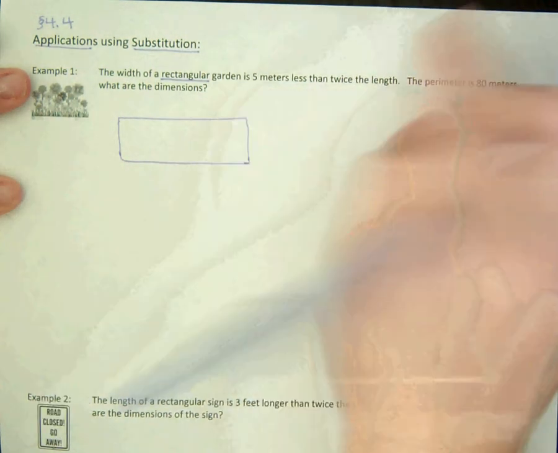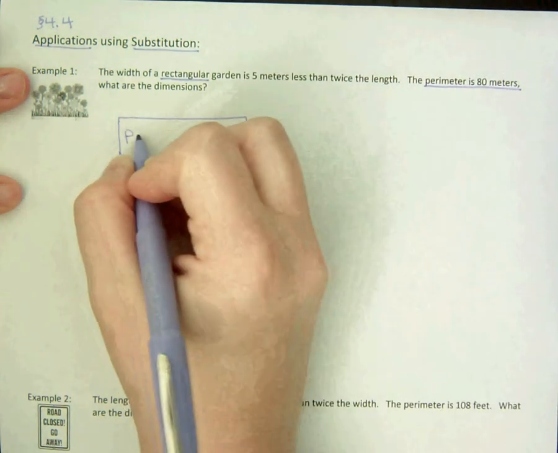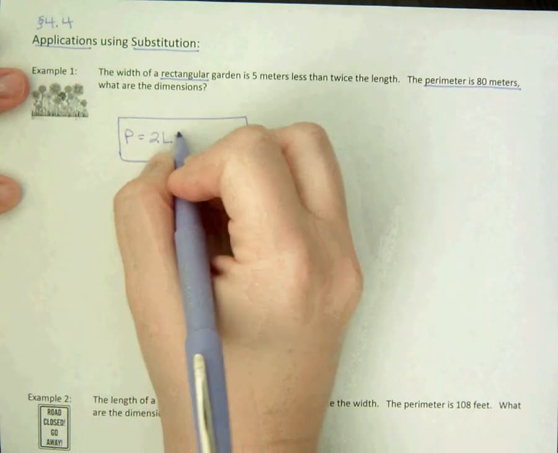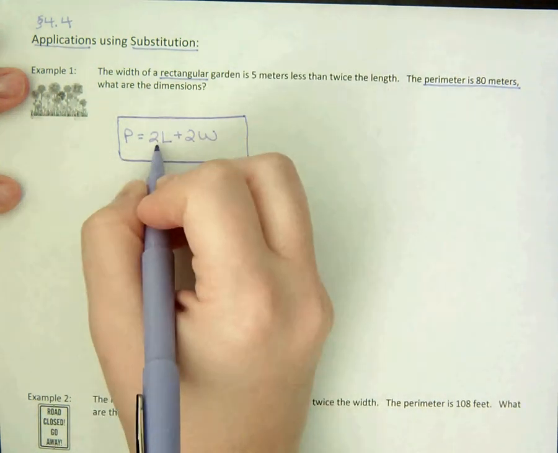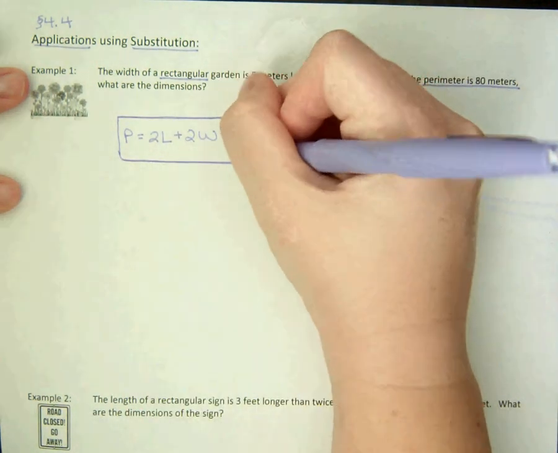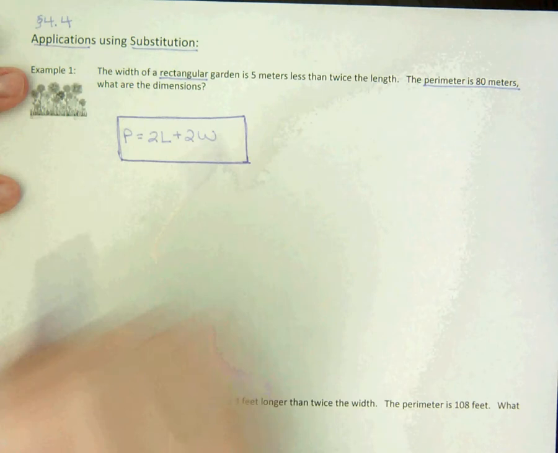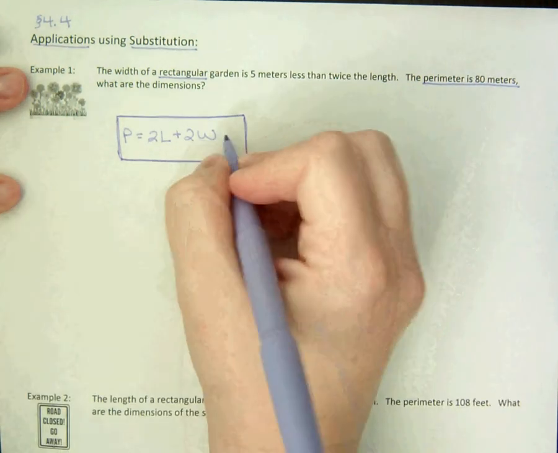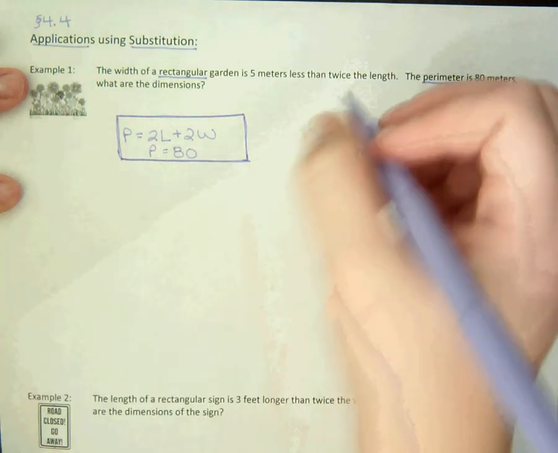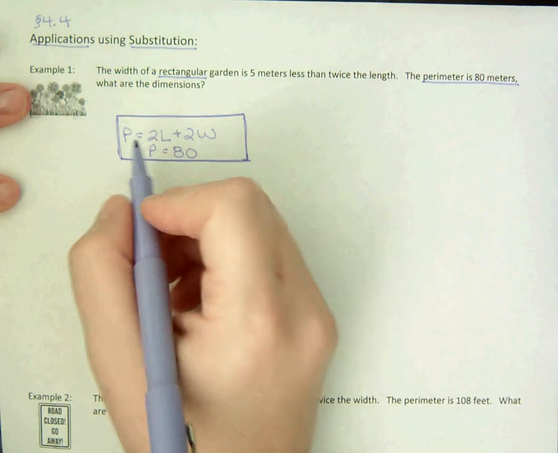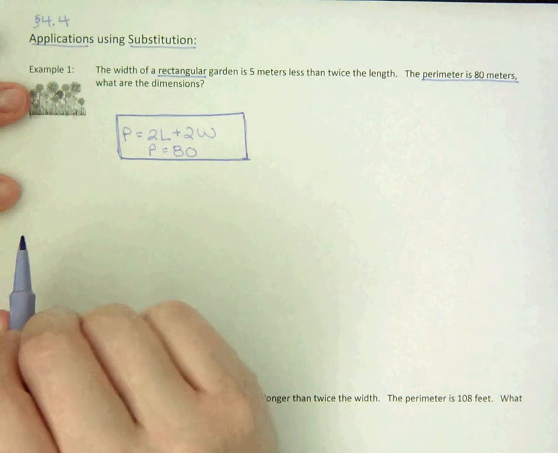It also says the perimeter is 80 meters. The perimeter of a rectangle is 2 times the length plus 2 times the width. We have length here and here, so that's where the 2L comes from, and width here and here, that's where the 2W comes from. If we add up all 4 sides, that is the perimeter. So the perimeter is 80 meters. That's the first thing we know. We know the equation for perimeter, 2L plus 2W, and I'll give you that part on the exam.